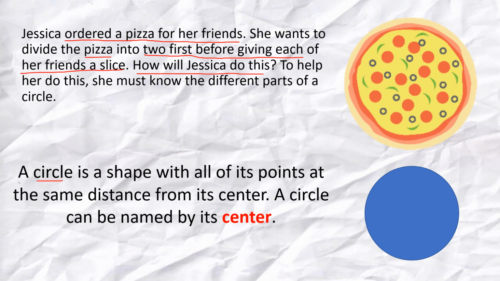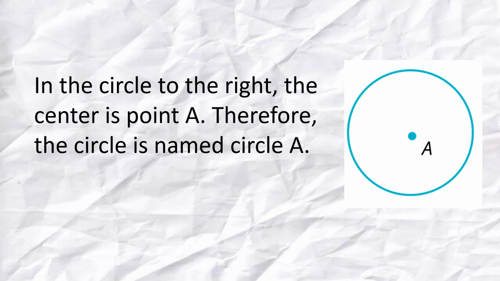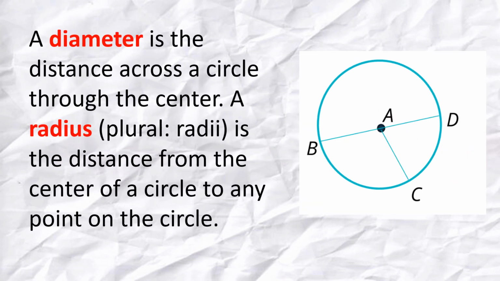Remember that a circle is a shape with all of its points at the same distance from its center. A circle can be named by its center. In the circle that you can see here on the right, the center is point A. So this is your point A. Therefore, the circle is named circle A.